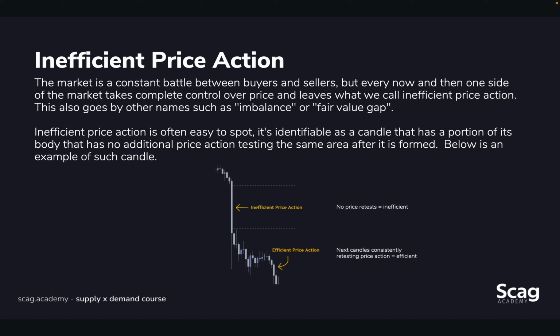So first off, inefficient price action is often very easy to spot. It's identifiable as a candle that has a portion of its body that has no additional price action testing the same area as it is formed. And below is such an example.